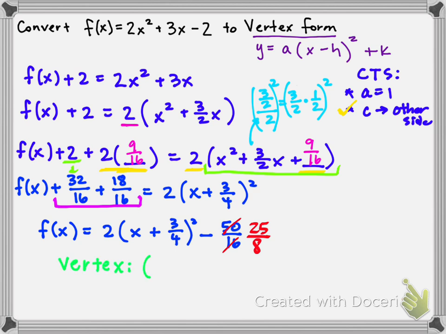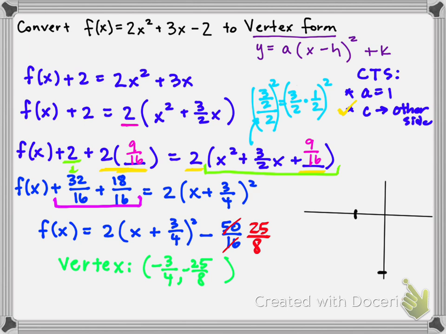Well, the vertex is the h and k value, so we would have negative 3/4, negative 25/8. Then it might say, give me a sketch. Well, we know negative x and negative y are going to be living in quadrant 3, so I'm going to draw my graph geared towards quadrant 3. I'm going to think about the fact that it's a sketch, not a graph.